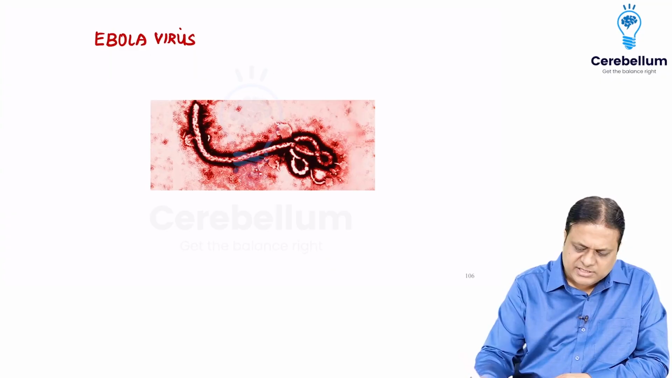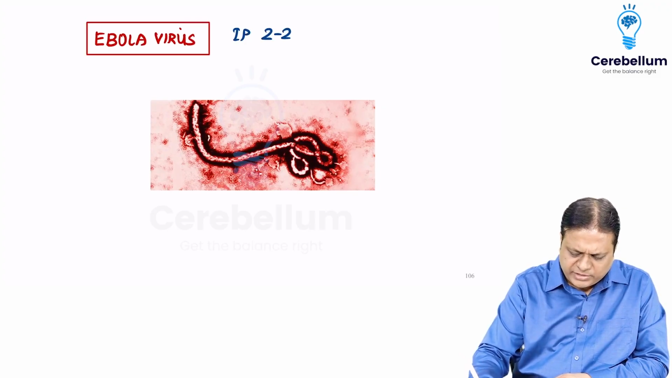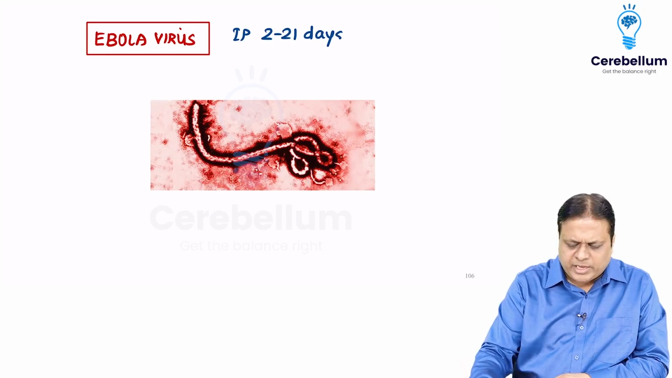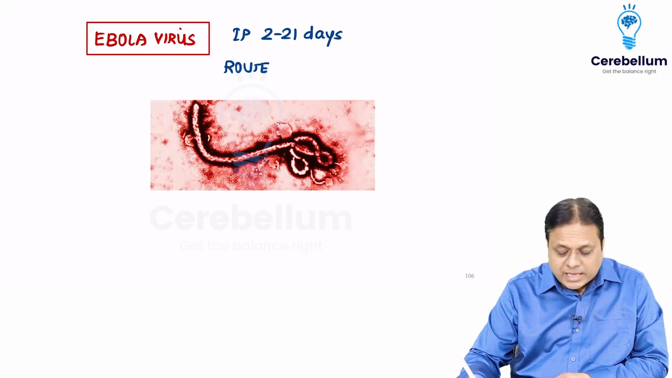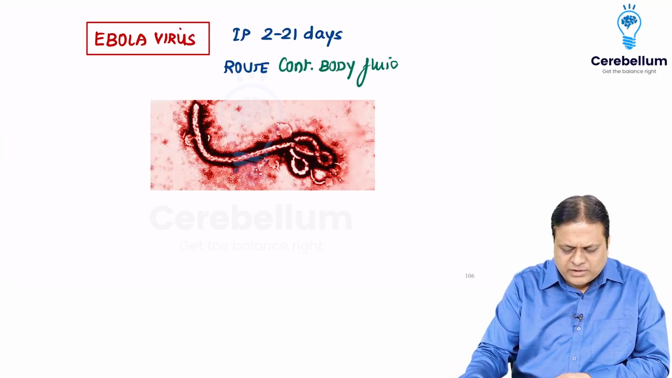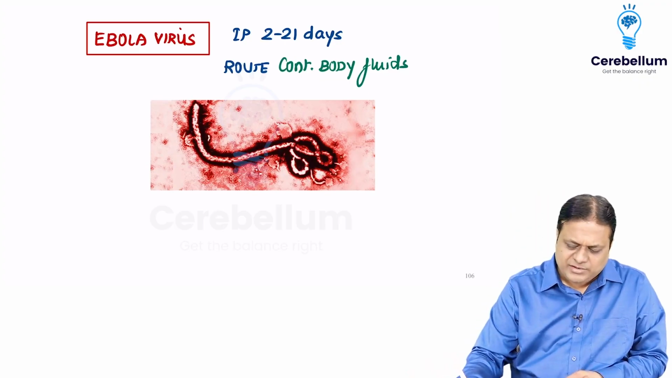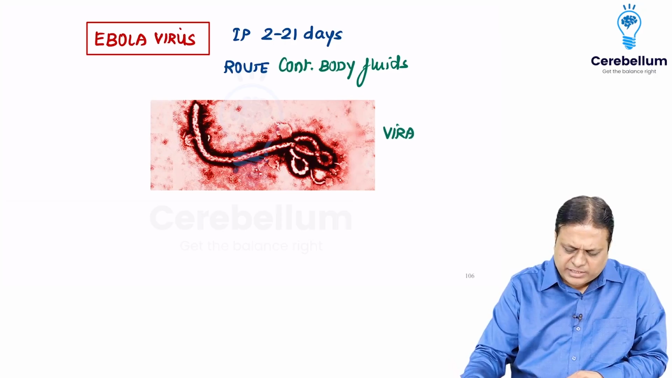Ebola virus disease. Incubation period of this disease is 2 to 21 days, and predominant route of transmission is contaminated body fluids. Do we have a vaccine against Ebola virus? Yes, Zaire Ebola virus vaccine, which is a viral vector based vaccine.